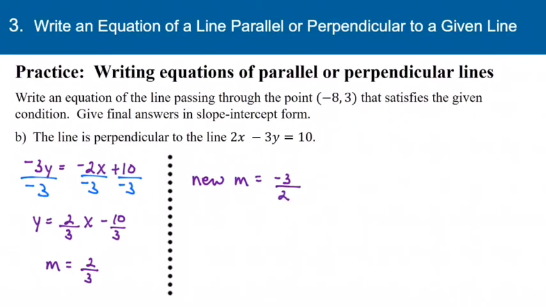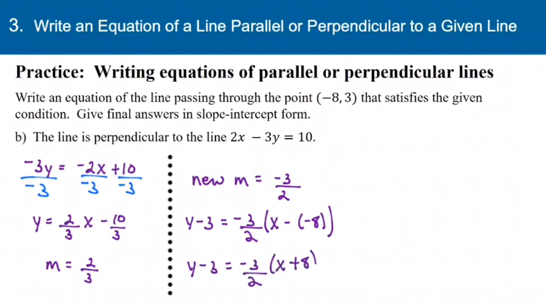All right, now we go ahead with our point slope formula. So y minus the y that we know equals our new slope times x minus the x that we know. So we have x minus negative 8. Now the first thing we always do is clean up that minus negative if we have it. So that makes x plus 8. So now I have y minus 3 equals negative 3/2 times x plus 8.